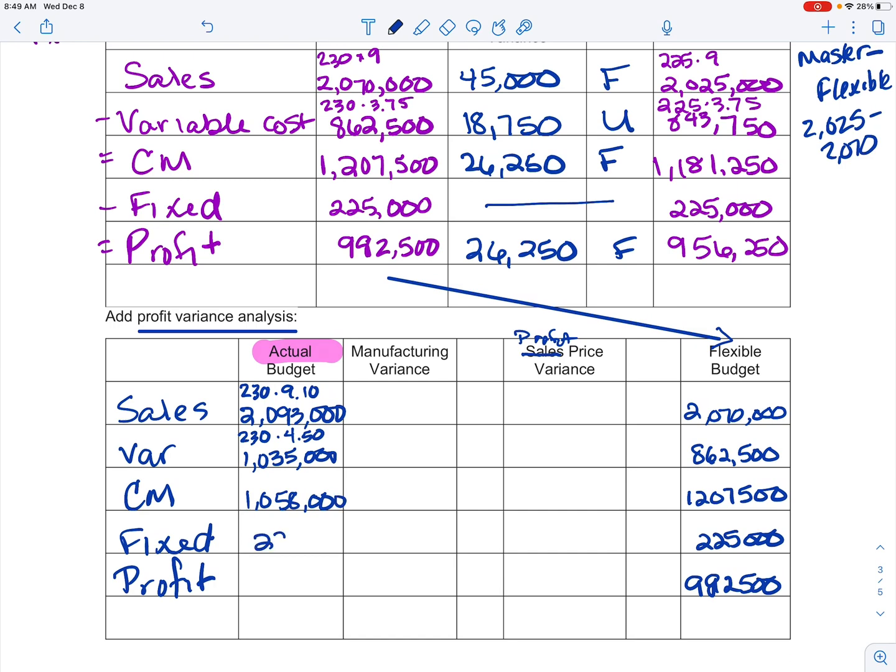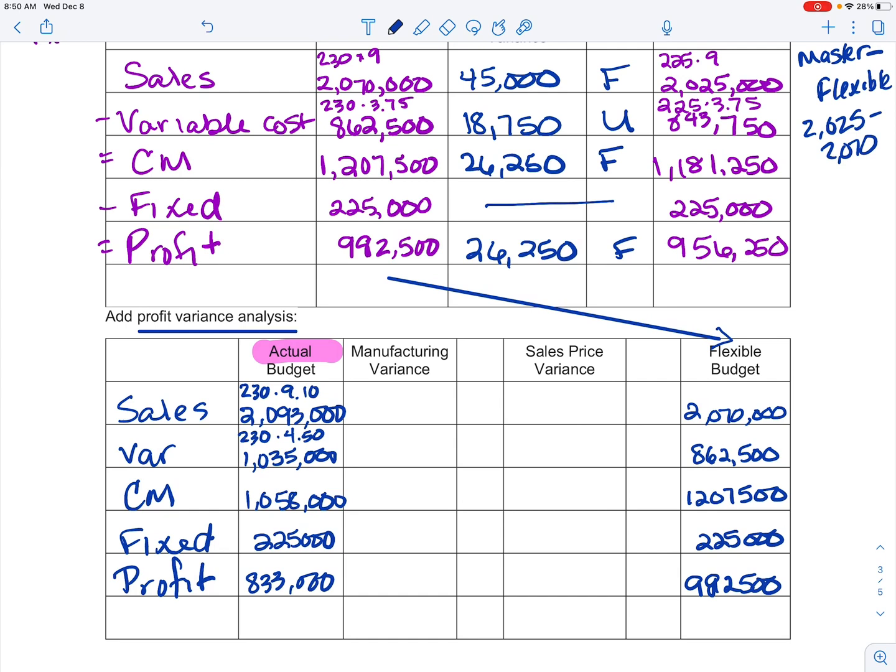My fixed costs haven't changed. They would give you that information, and I subtract those to get to my profit. I didn't read all the way through there. So here I'm going to go through, look at this sales variance versus the manufacturing variance, and determine if those differences are favorable or unfavorable.